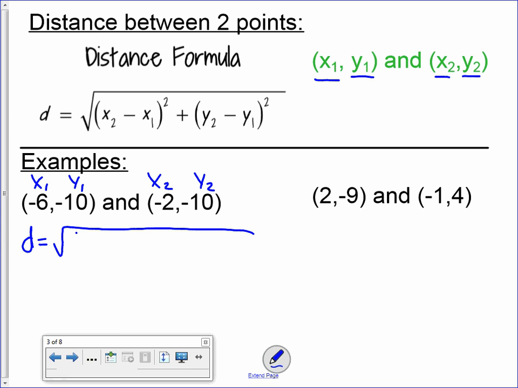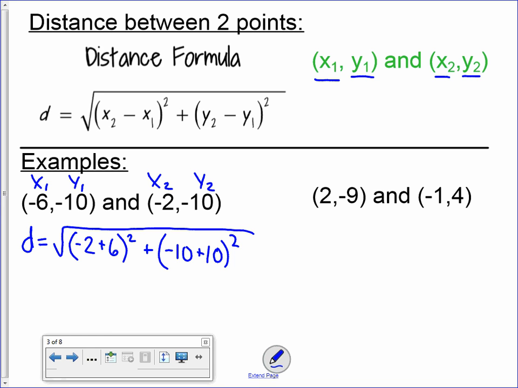Distance is equal to the square root of the second x value, which in this case is -2, minus the first one. But I notice I'm going to have a double negative here, so this is going to turn into +6 squared, plus the second y value, which is -10, minus the first one. And I notice again, I'm going to have a double negative, so it actually turns into +10 squared.